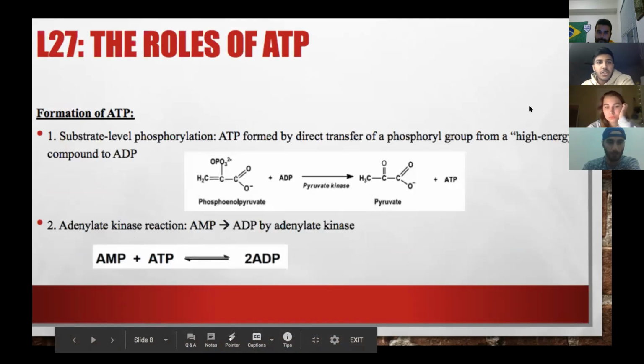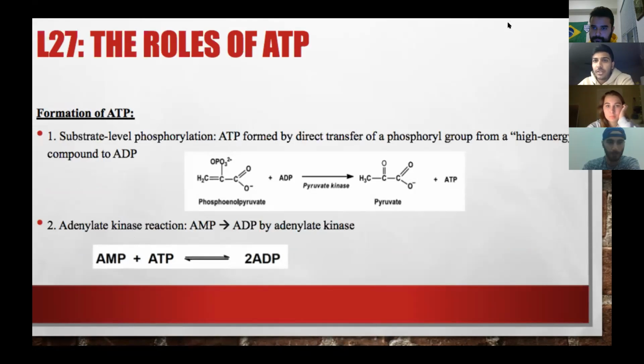And for the formation of ATP, one thing I want to emphasize is substrate level phosphorylation. You'll see that in glycolysis, for example. What that basically means is that a phosphoryl group is transferred from a substrate to ADP to make ATP. So this is, for example, your substrate, and you have a phosphoryl group here, and it's going to be transferred to ADP to make ATP.